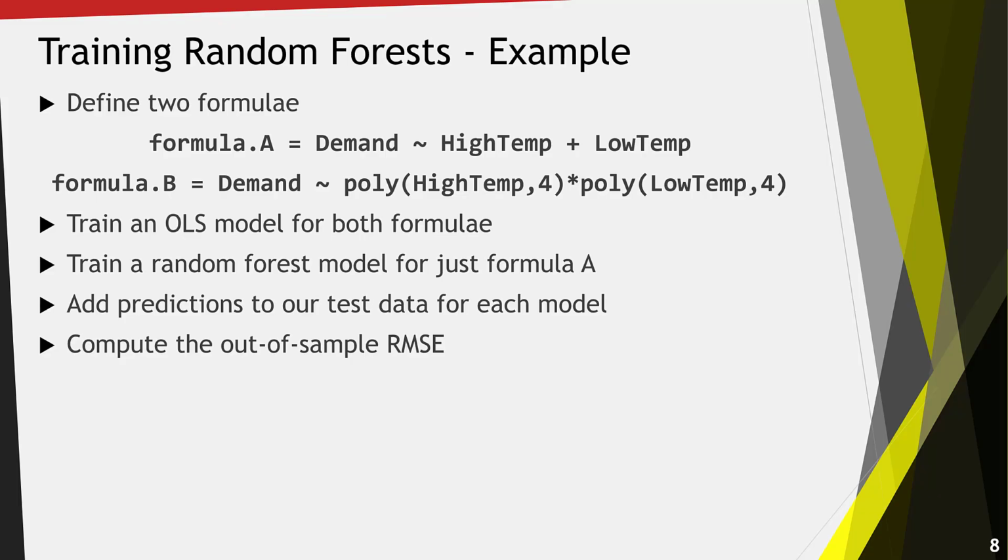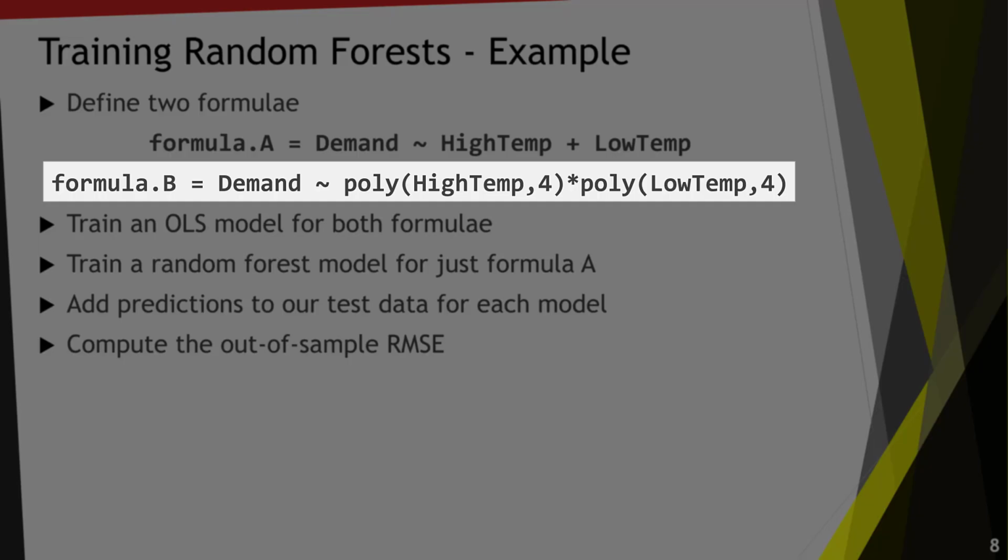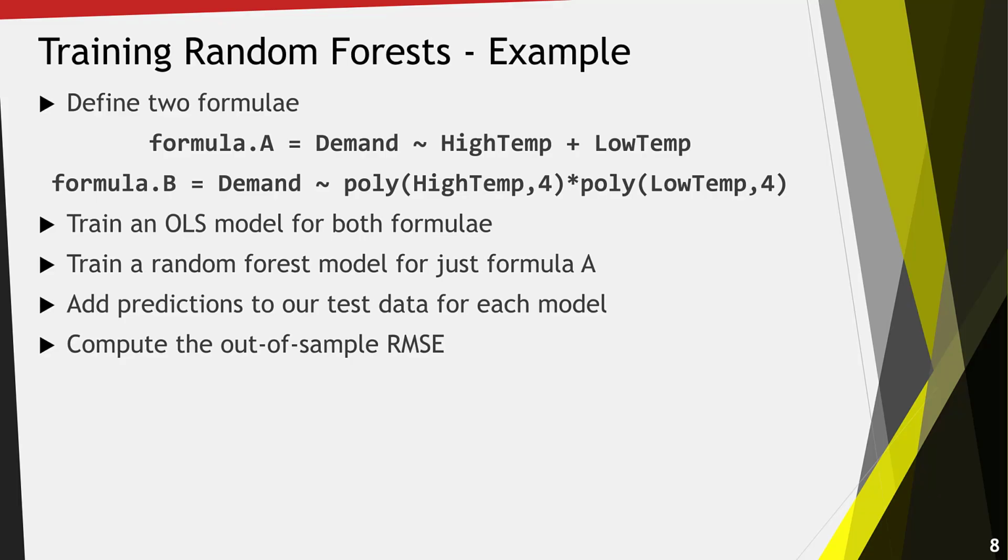We're going to define 2 formulae. Formula A is just going to be demand as a function of 2 features, high temp and low temp. Formula B will look very much like what we've trained OLS and lasso models with in the past, with demand as a function of higher order polynomials of high temperature and low temperature, and their 2-way interactions. We'll train OLS models for both of these formulae. We're only going to train a random forest model for Formula A.